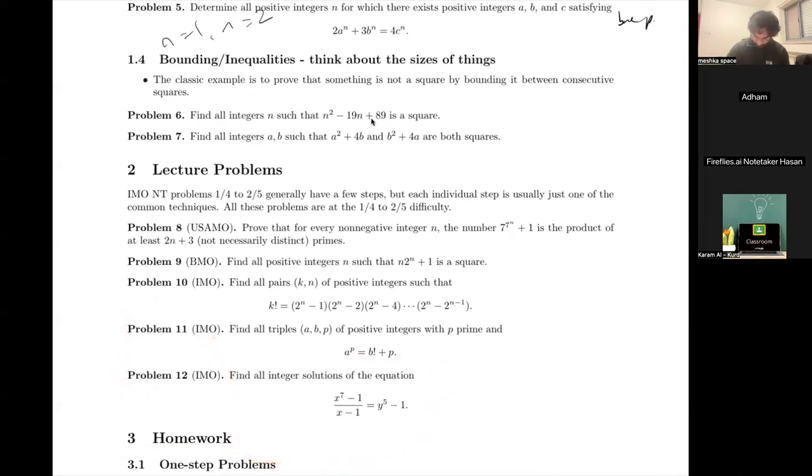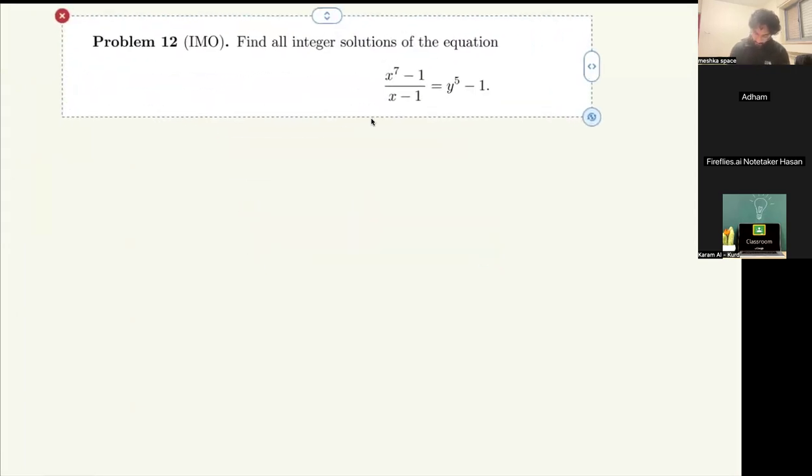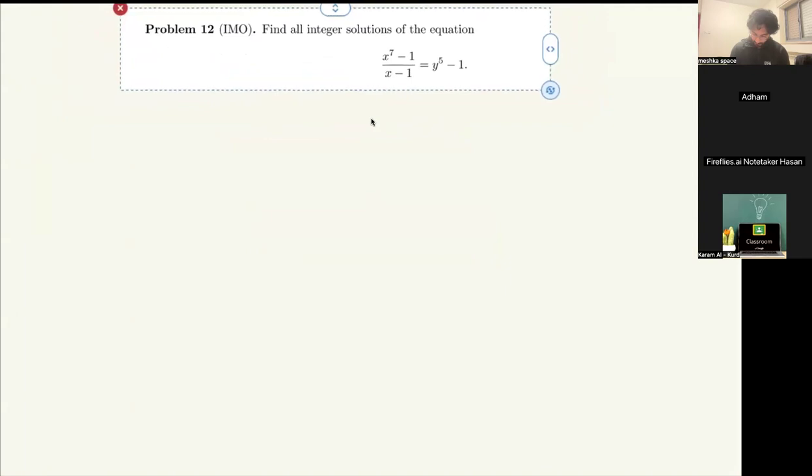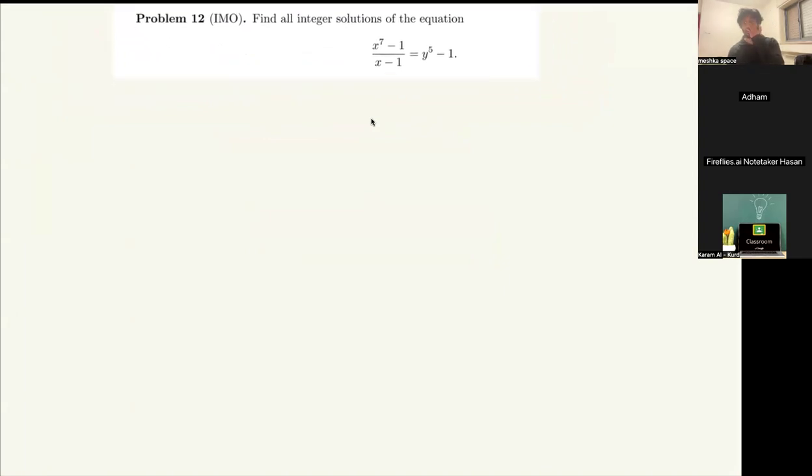Find all solutions to this. It has a very nice idea. So let's look at, where did it go? This, yes. Find all integer solutions of this equation: x to the 7 minus 1 over x minus 1 is equal to y to the 5th minus 1.